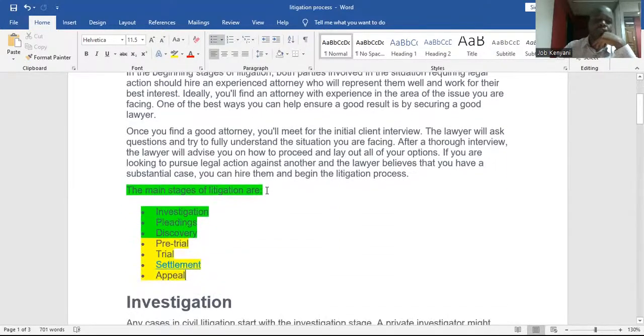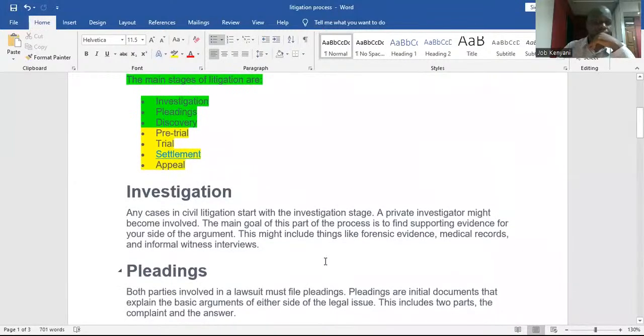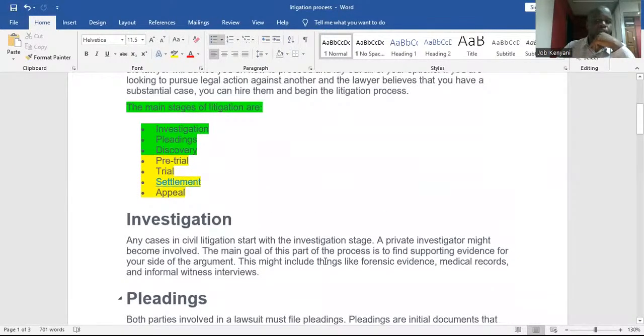So the main stages of litigation will likely involve investigation, pleadings, discovery, pre-trial, trial, settlement, and appeal. Those are the main stages that probably are going to be involved in any kind of litigation, but it will vary from one litigation to the other.